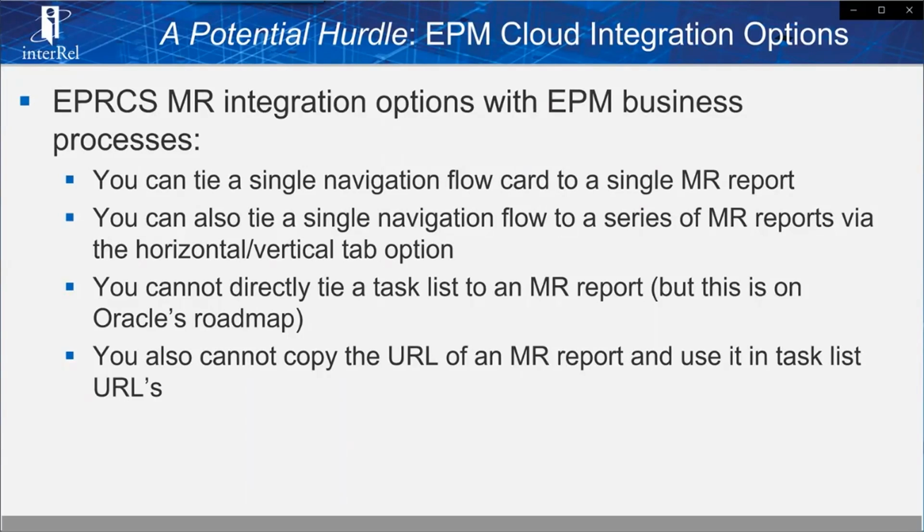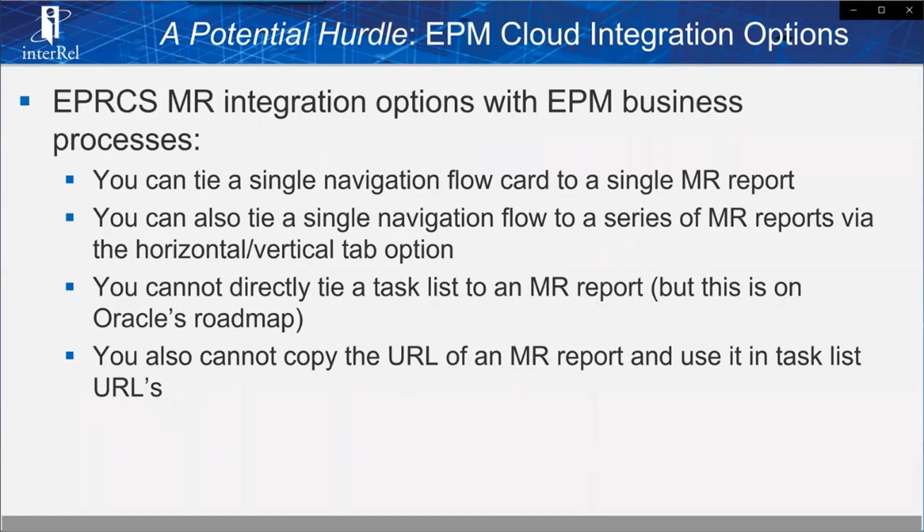However, there are some limitations with this with EPRCS right now. There are different cards or icons that you see in EPM Cloud, and the set of those and how you see them displayed is called a navigation flow. If you use navigation flows within EPM Cloud, the way it works with EPRCS, if you embed that into, let's say, your planning cloud product, so you don't have your users going to both places, you can create a card within your EPM Cloud product that ties to a single MR report. And that's fine if your users only ever use one report. But if they use more than one report, this may not be the best option.